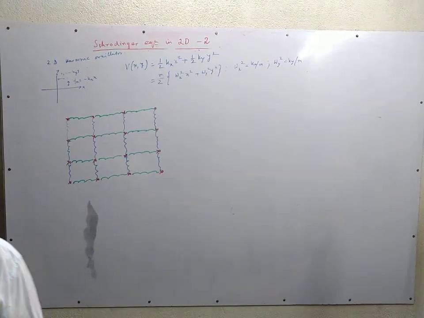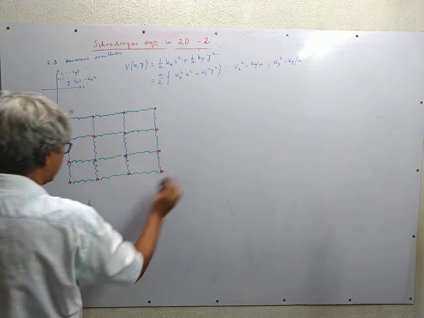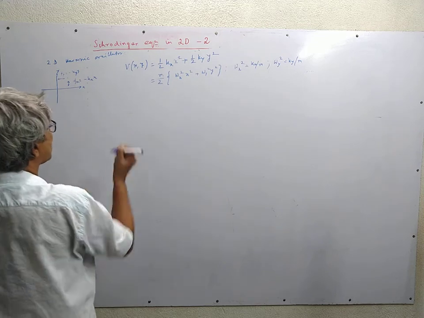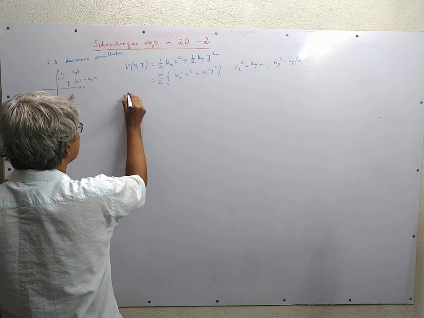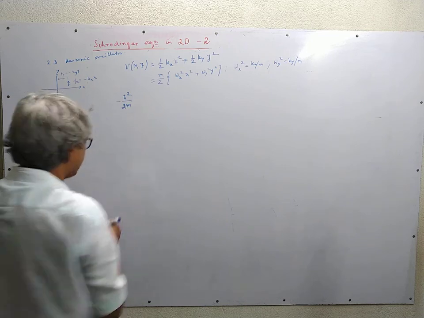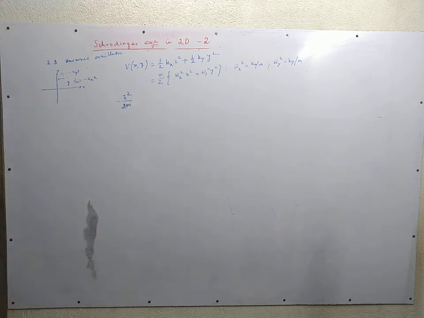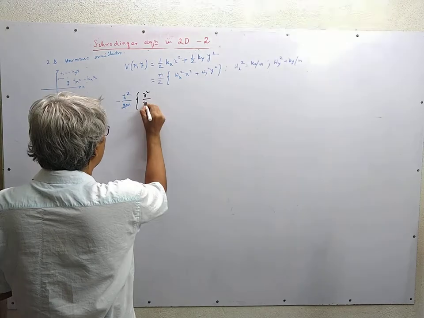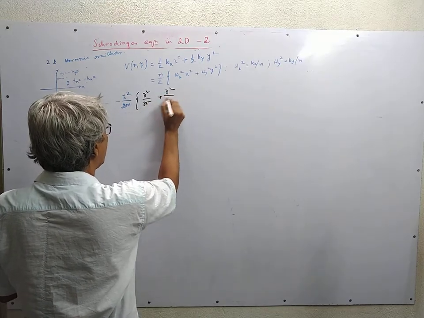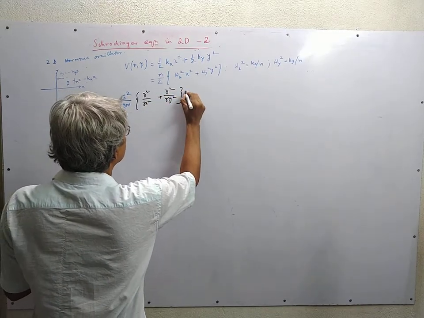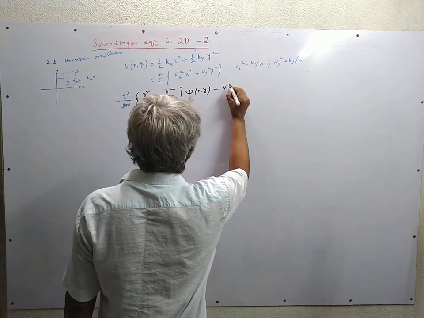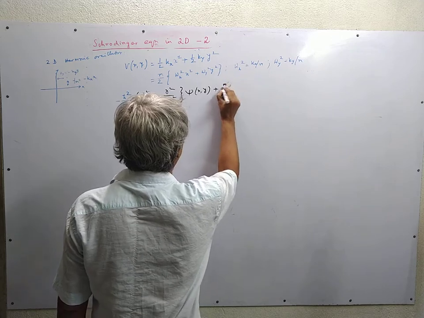If we write the time dependent Schrodinger equation for this case, it is minus h cross square upon twice m, del 2 del x2 plus del 2 del y2, psi of xy, plus V of xy. So for V of xy we write the potential.